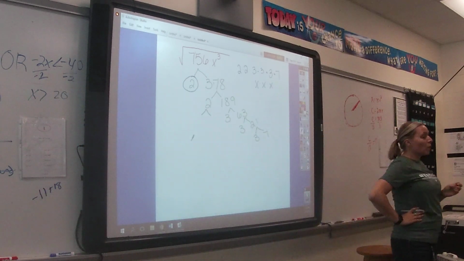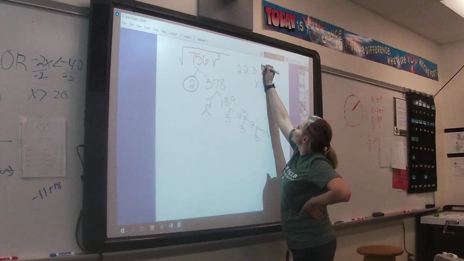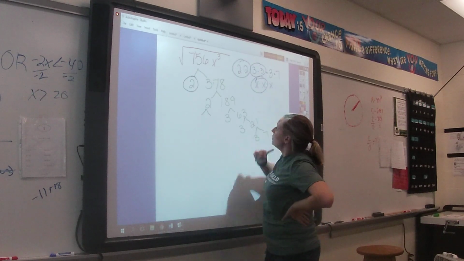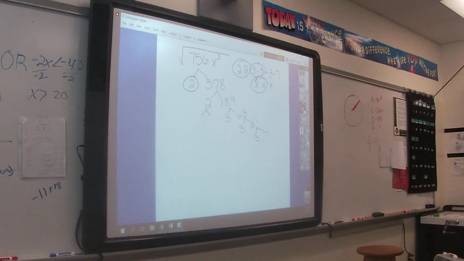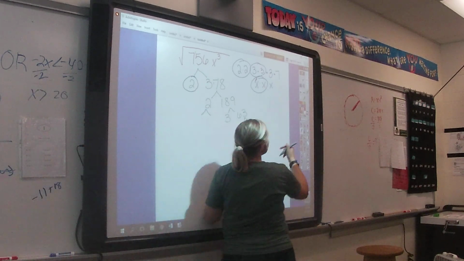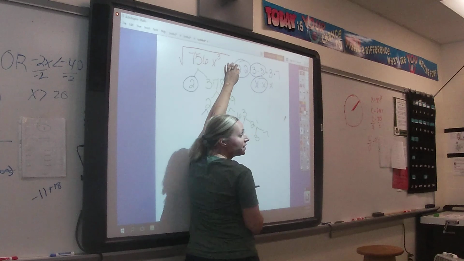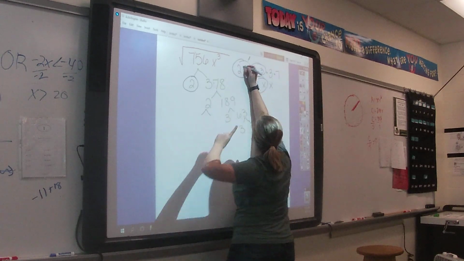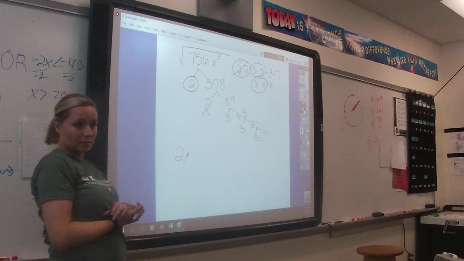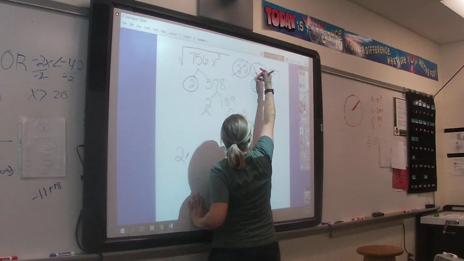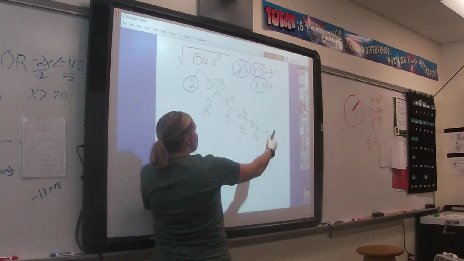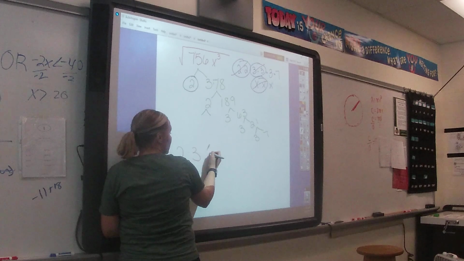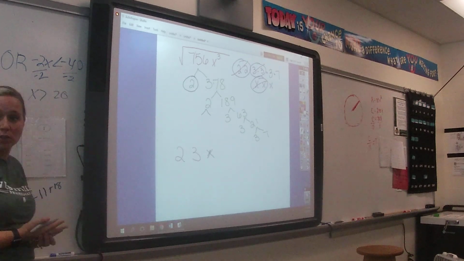Okay, so now we're gonna look for pairs. What do we have pairs of? 3 and 2. So 12. Okay, so anything that we said was a pair, we are going to put in front of the square root sign. So this counts as one pair, so a 2 goes in front. This counts as one pair, so a 3 goes in front. This counts as one pair, so an x goes in front. And anything in the same place gets multiplied.